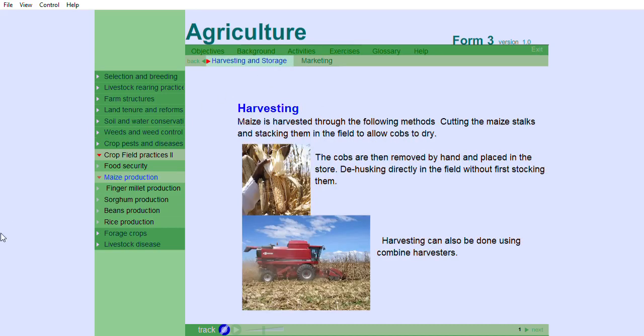Harvesting. Maize is harvested through the following methods: cutting the maize stalks and stacking them in the field to allow cobs to dry. The cobs are then removed by hand and placed in the store. Dehusking directly in the field without first stocking them. Harvesting can also be done using combine harvesters.